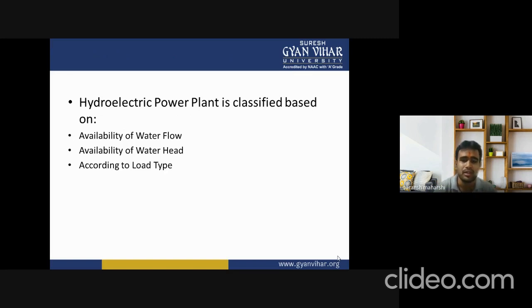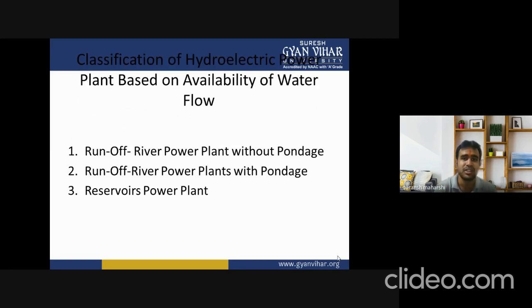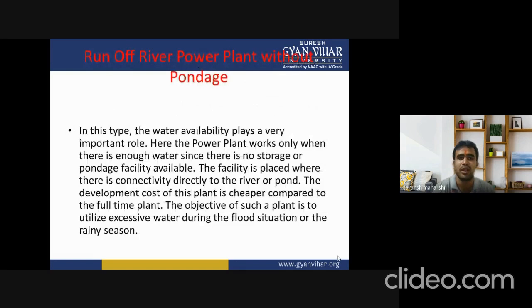Now we will discuss the classifications of the hydroelectric power plant which is based on the availability of the water flow. According to this criterion, we will classify it into three subtypes. First of all is the run-off river power plant without pondage. Second is the run-off river power plant with pondage, and the third is a reservoir power plant. First of all, we will discuss the run-off river power plant without pondage.